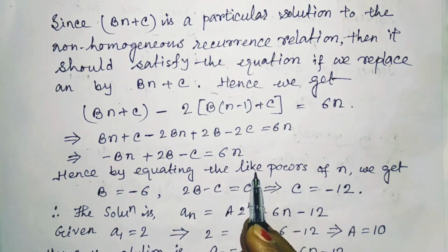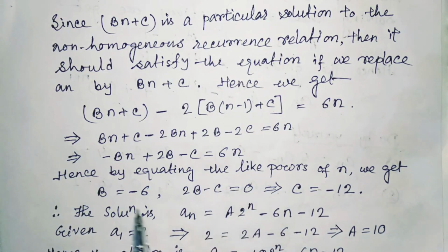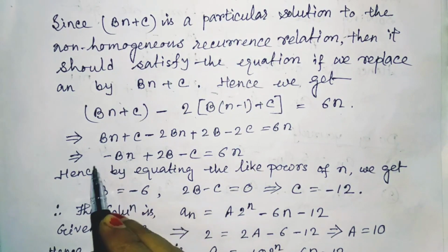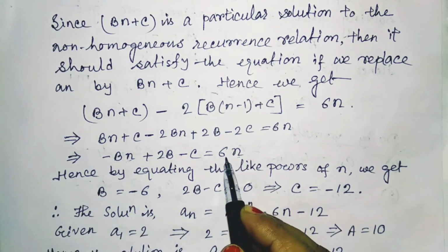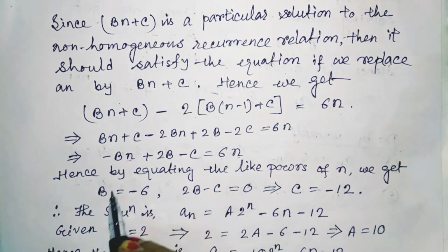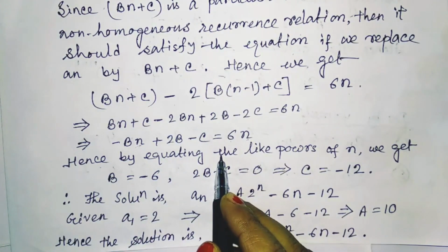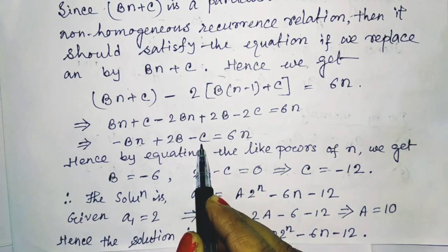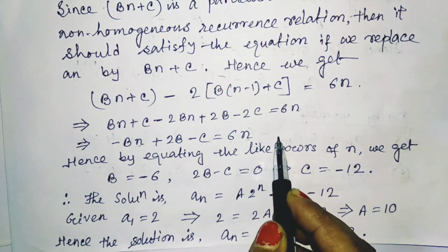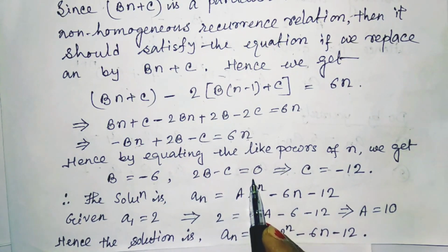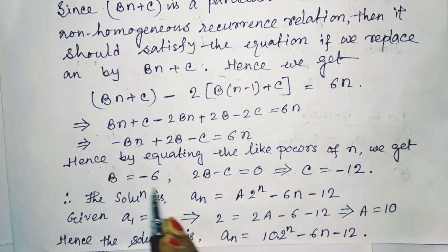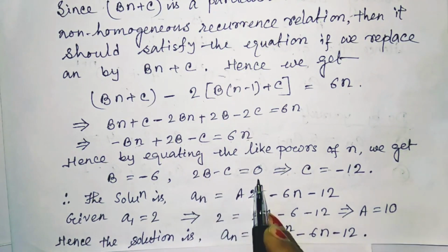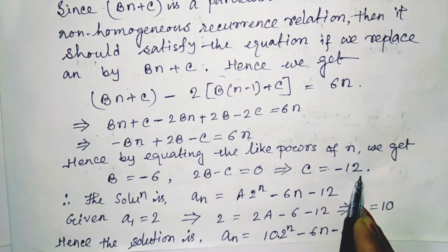Now if we compare the like powers on both sides, the n term here has coefficient minus b, and the n term there has coefficient 6. So minus b is equal to 6, or b is equal to minus 6. Next, 2b minus c is a constant, and here no constants are there. That's why 2b minus c is equal to 0. As we know b is equal to minus 6, if we apply the value of b, it implies c is equal to minus 12.